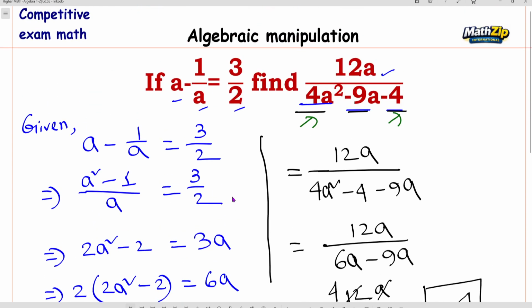Very simple. These kinds of math you will face in any competitive examination. So please don't neglect these kinds of math. I hope you clear this one.